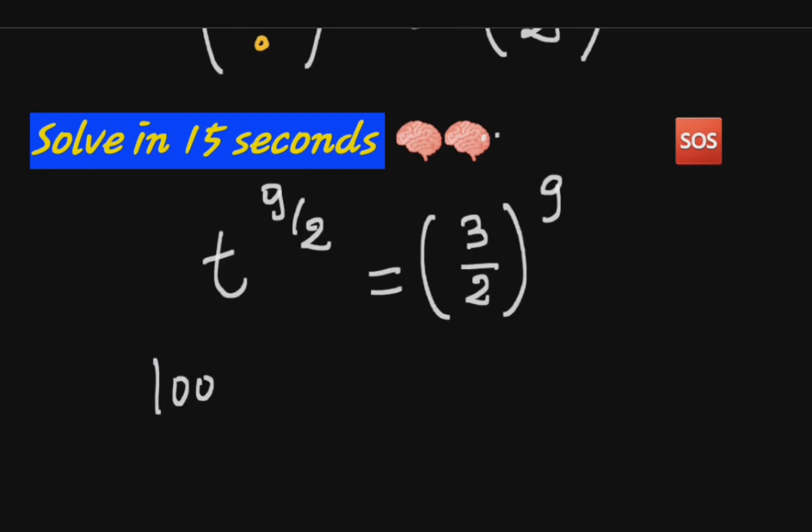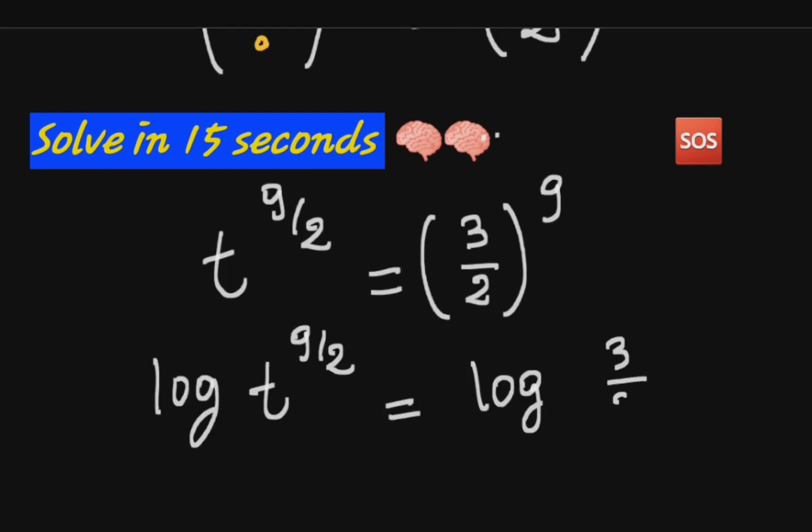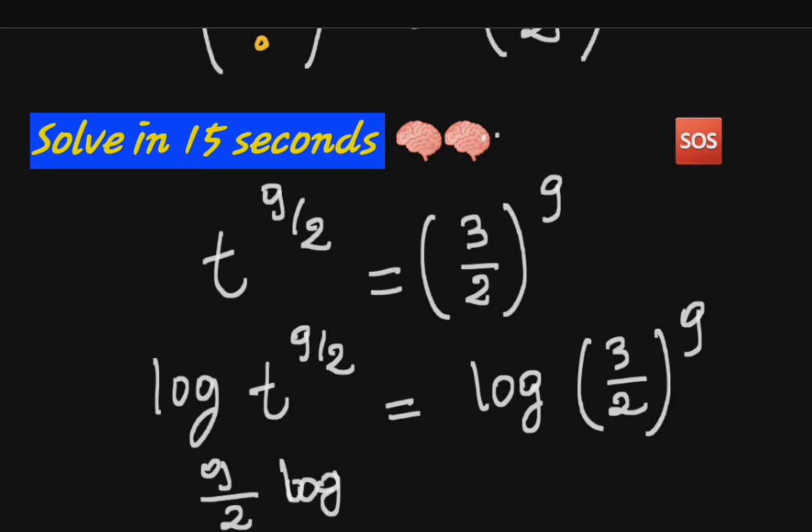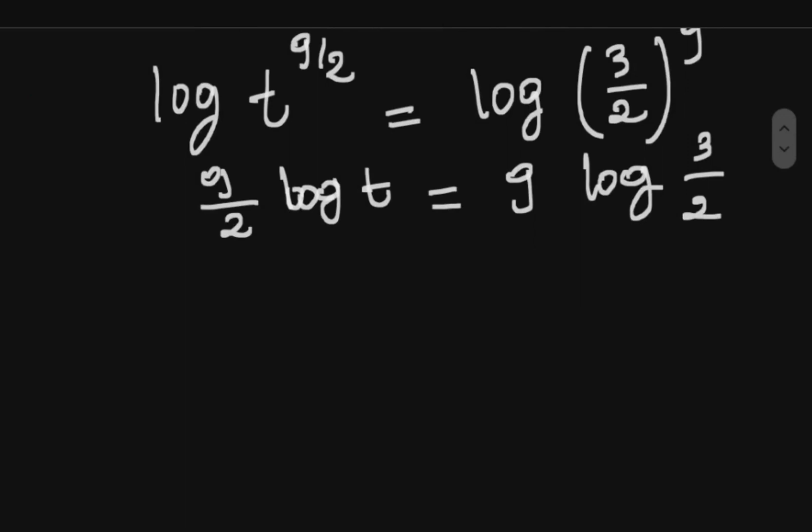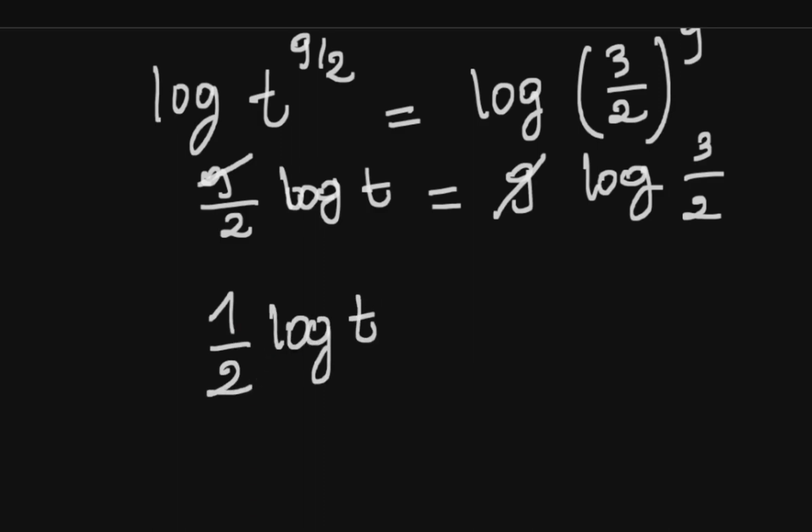That is, the log of t to the power 9/2 will be equal to the log of (3/2) to the power 9. That is 9/2 times the log of t will be equal to 9 times the log of 3/2. Okay, we can cancel this 9 and this 9. So we have half times the log of t will be equal to the log of 3/2.